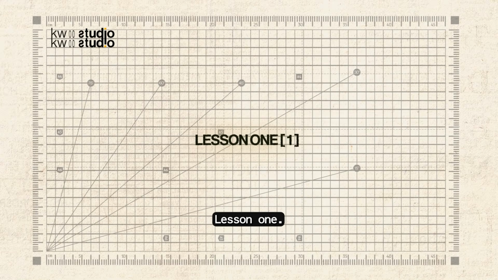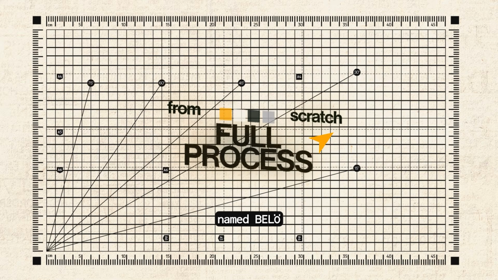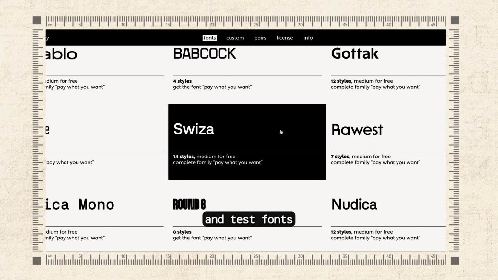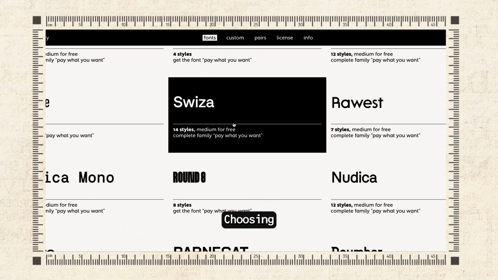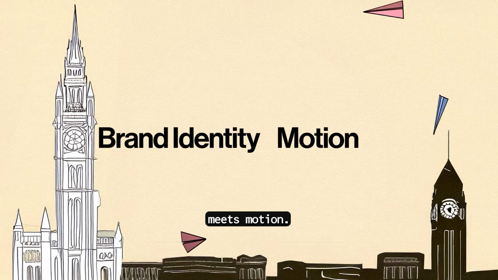Motion Brand Design, Lesson 1. Today we start the full process from scratch by creating a conceptual brand named BELÖ. In this video, you'll learn the best way to select and test fonts that are optimized for motion. Choosing proper fonts is important because it's the intersection where the brand identity process meets motion.